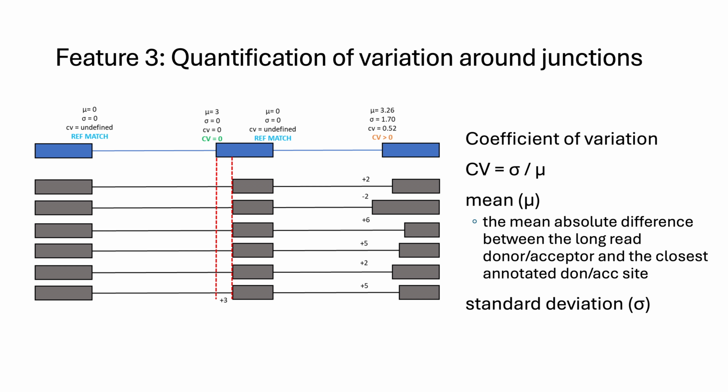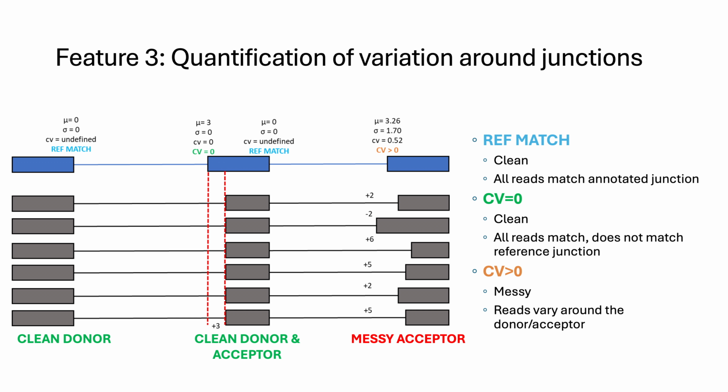Now feature 4. To quantify variation around splice junctions, we use a metric known as the coefficient of variation, or CV, where we calculate the mean and standard deviation of the absolute distance of all read donors and acceptors to its nearest reference donor or acceptor. Based on the calculated CV, we then classify reference donors and acceptors into three categories.